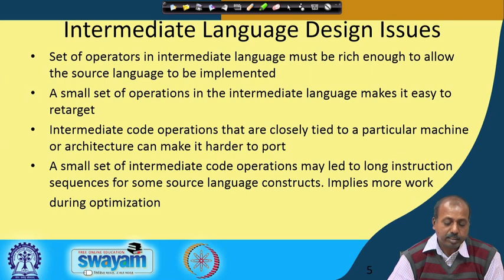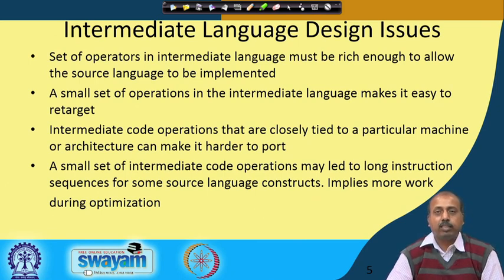On the other hand, a small set of intermediate code operations may lead to long instruction sequences for some source language constructs. That can also happen: if my instructions are very simple in the intermediate language, then when we write some source language program in terms of the intermediate language, it may require very large code. So that has to be taken care of. It implies more work during optimization, because the code at this point itself becomes suboptimal, and then the code optimization phase, which is anyway very costly, is going to take more time.